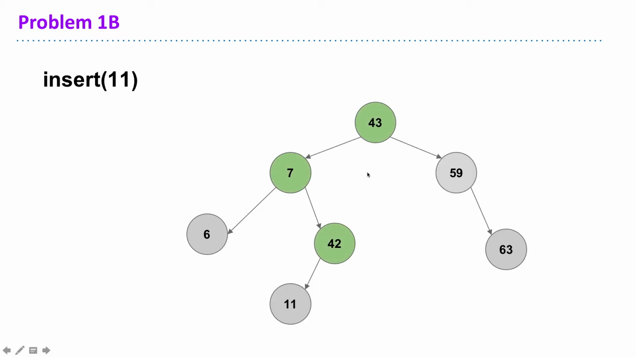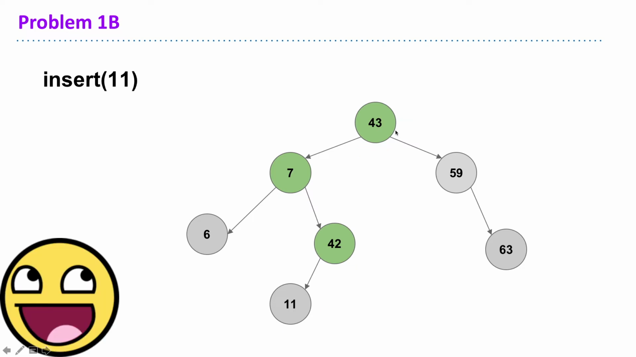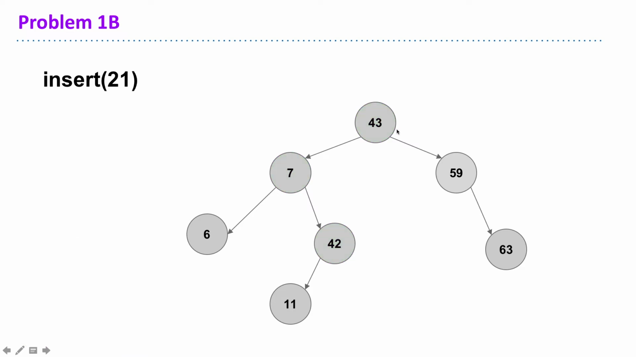So 11 is going to be inserted at the left child of 42. And now we'll check for AVL imbalance. So this is going to be 0, 0. 42, it'll be 1, 0. Right, so both of these are okay. And then at 7, it'll be 1, 2. This is okay. And then 43 is going to be 3, 2, which is also okay. So these are all balanced, so we're done. So we'll move on to the next thing.